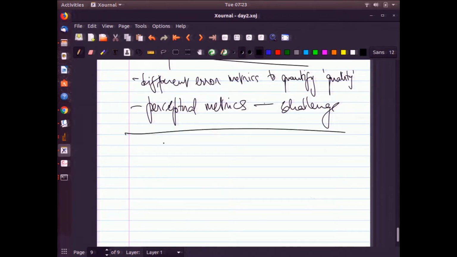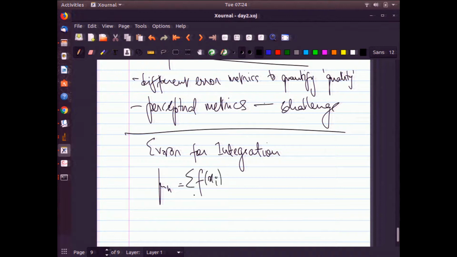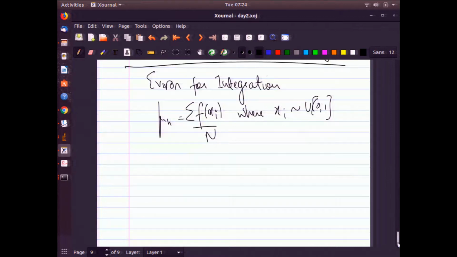Now let's also recap error for integration. Now already you've done some histogram and so on, right? Remember we had this estimator mu n, which was the sum of f of x_i divided by n, where x_i were drawn uniformly in 0, 1, right? This is what you did in your lab yesterday. Draw x_i uniformly, you got a uniform histogram. Now mu n, remember, because x_i are random, mu n is also random, right? Every time you run this, you get a different set of x_i, you get a different mu n. So mu n is a random variable, which means you can start asking what is the expected value of the random variable. So this is expected value. I'm going to use this.